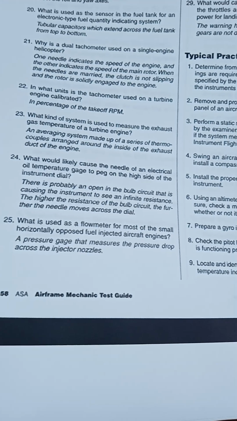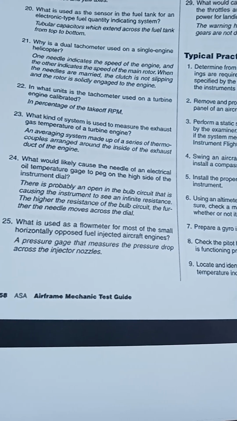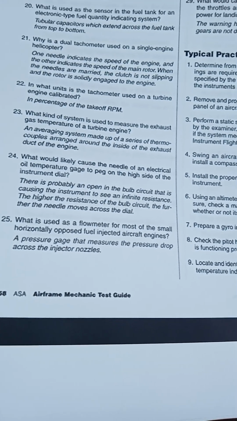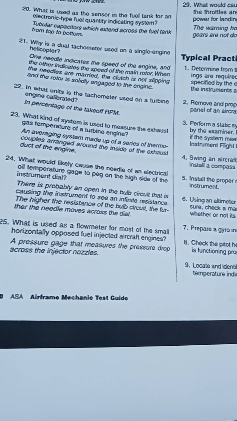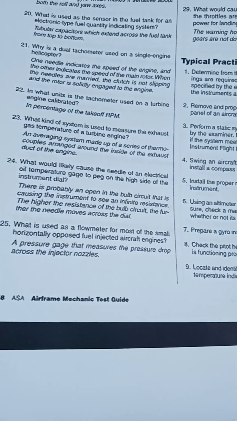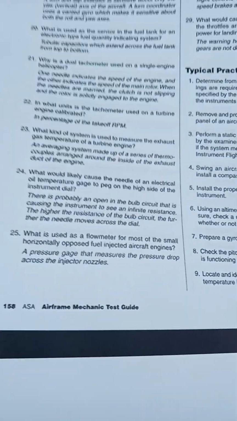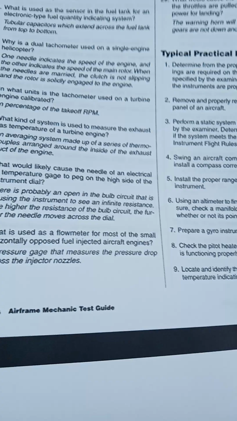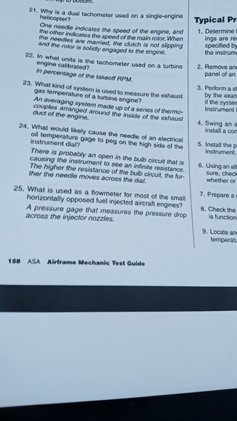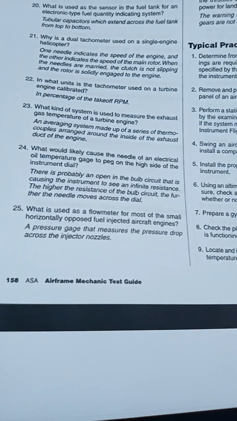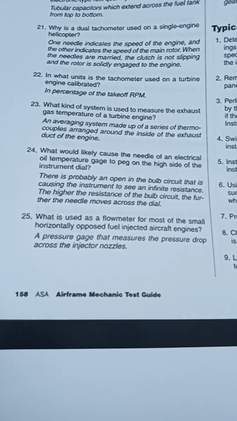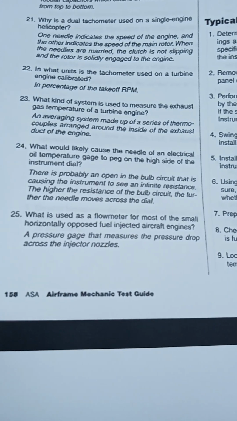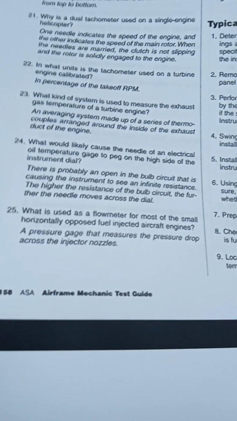What would likely cause the needle of an electrical oil temperature gauge to peg on the high side of the instrument dial? There's probably an open in the bulb circuit that is causing the instrument to see an infinite resistance. The higher the resistance of the bulb circuit, the further the needle moves across the dial. What is used as a flow meter for most of the small horizontally opposed fuel-injected aircraft engines? A pressure gauge that measures the pressure drop across the injector nozzles.